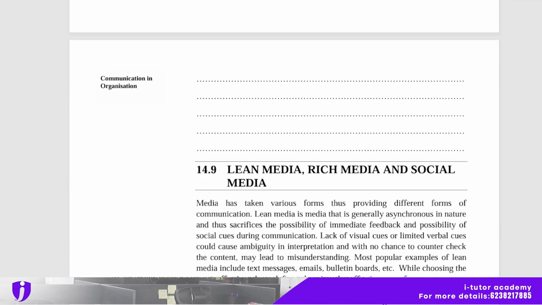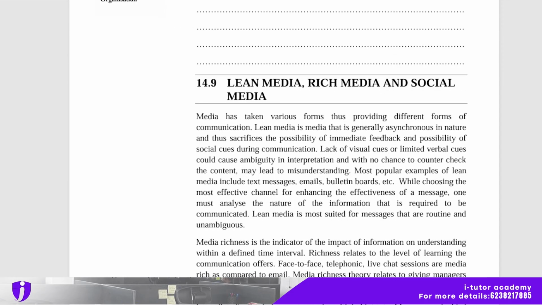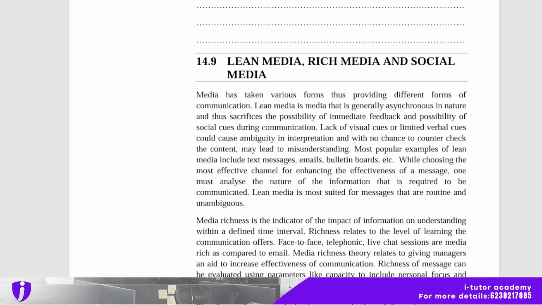And lean media, rich media, and social media. All of you know what social media is. All of you are using your WhatsApp, Instagram, Facebook. All of these are social media. Media has taken various forms, thus providing different forms of communication.